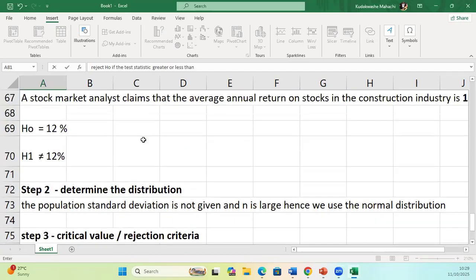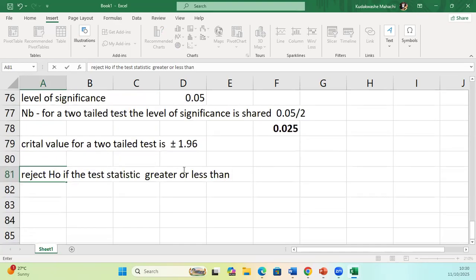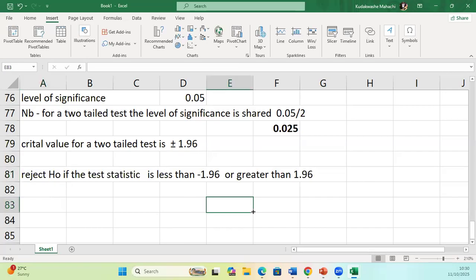Because remember, H1 is saying it should either be less or above. It can't be 12. So we say we reject H naught if the test statistic is less than minus 1.96 or greater than 1.96. So for us to accept H naught, the test statistic must be within the range of 1.96.